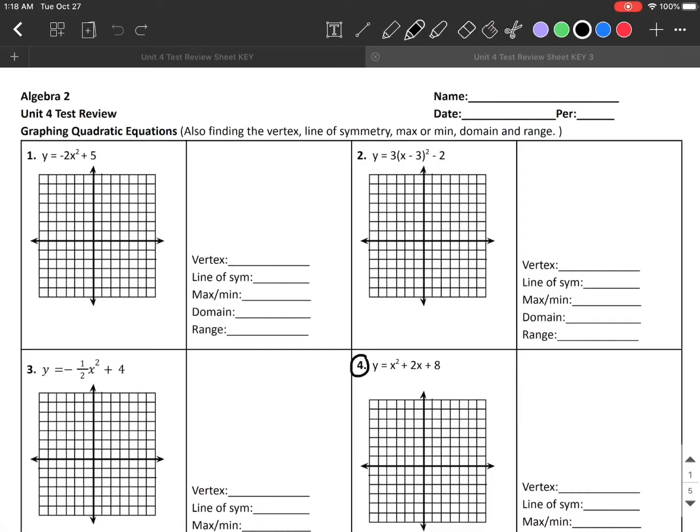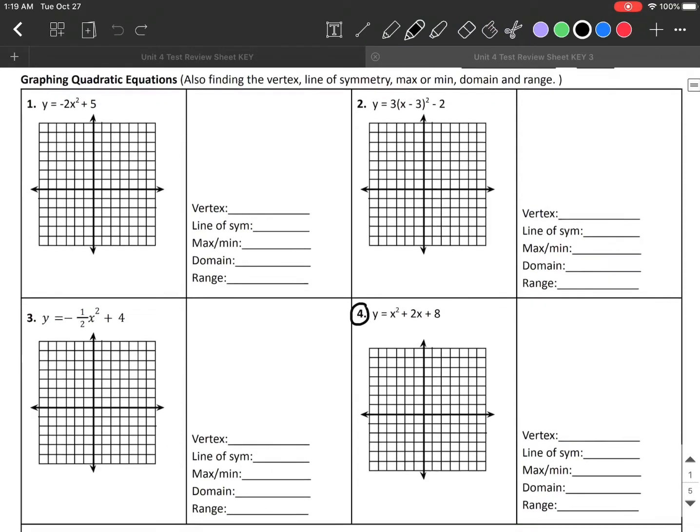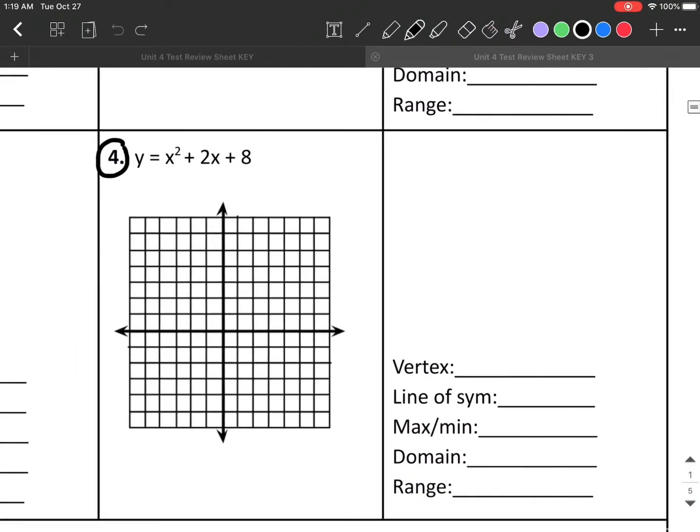In this video, I'm going to go over the questions on the review sheet that you guys wanted me to go over. Starting with number 4. The reason why you probably want me to go over this one is because my answer key is wrong, which is going to happen a lot because I'm not perfect.